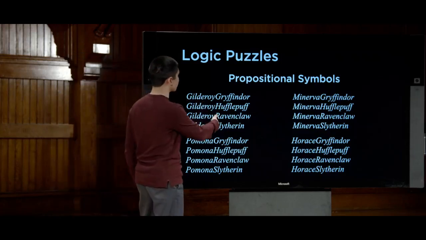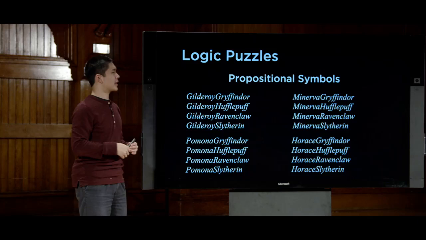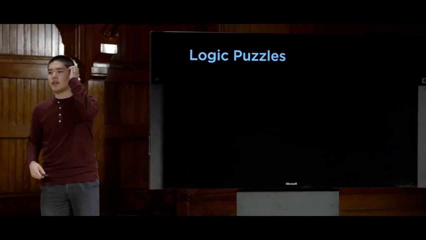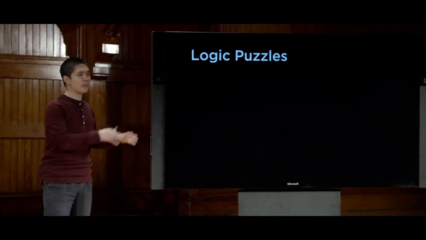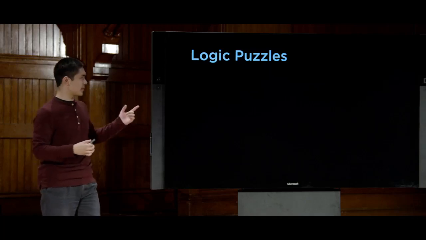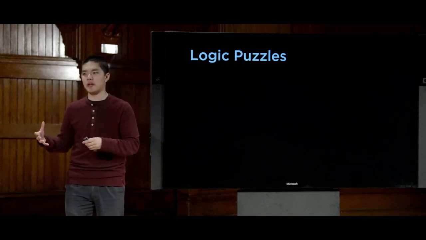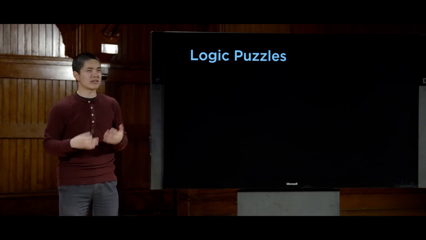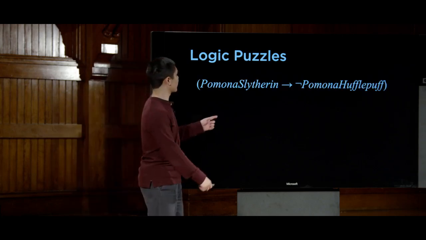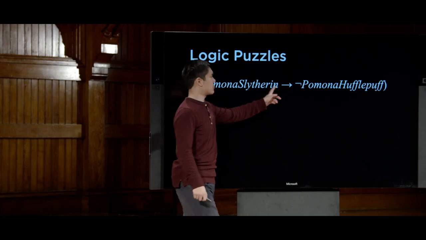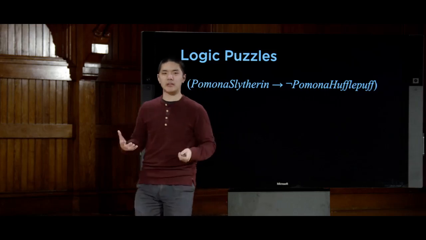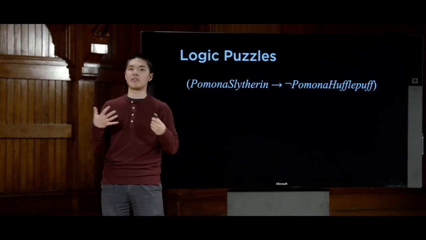Using this type of knowledge, we can then begin to think about what types of logical sentences we can say about the puzzle. Before we even think about the information we were given, we can think about the premise of the problem, that every person is assigned to a different house. So what does that tell us? Well, it tells us sentences like this. It tells us like, Pomona Slytherin implies not Pomona Hufflepuff. Something like, if Pomona is in Slytherin, then we know that Pomona is not in Hufflepuff.